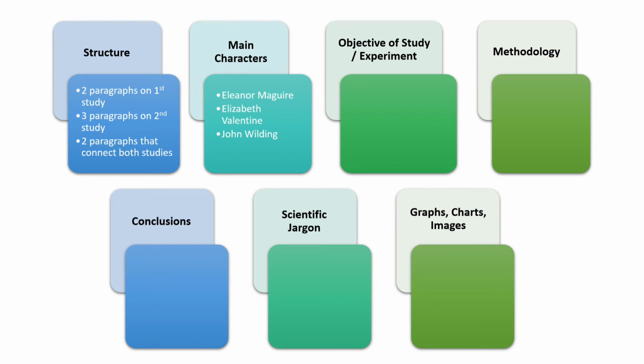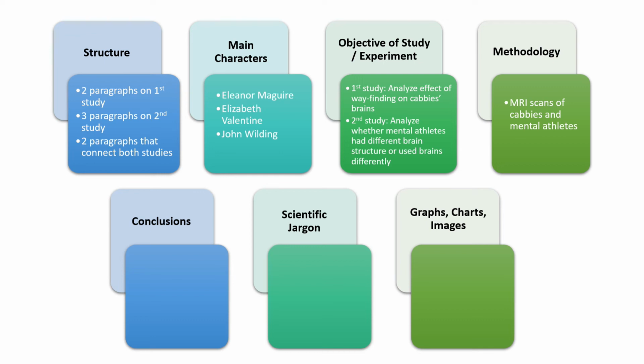Let's summarize the objective of the studies or experiments. The first study analyzes the effect of wayfinding on cabbies' brains, whereas the second study analyzes whether mental athletes had a different brain structure or used their brains differently. The methodology for both studies was the same because the researchers conducted MRI scans of both cabbies and mental athletes. What were the conclusions? The first study showed that cabbies' brain structures were different than usual. On the other hand, the second study proved that mental athletes used parts of their brains for spatial navigation and visual memory more than usual.